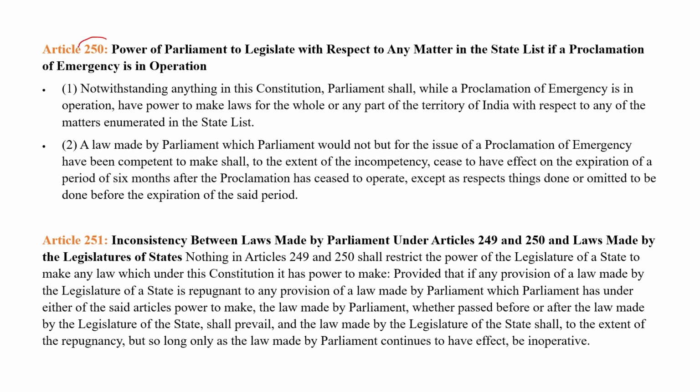Article 250. What does Article 250 explain? Article 250 explains the power of Parliament to legislate with respect to any matters in the state list if a proclamation of emergency is in operation. The simple meaning is that if there is a subject related to the state list, and if there is a national emergency in India, in that situation also Parliament can make law for that subject, which is a matter of the state only. Parliament can also make law for a state list subject if there is a national emergency in India.